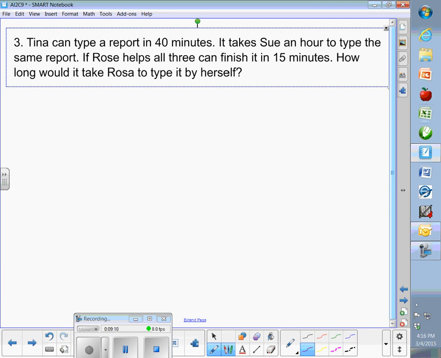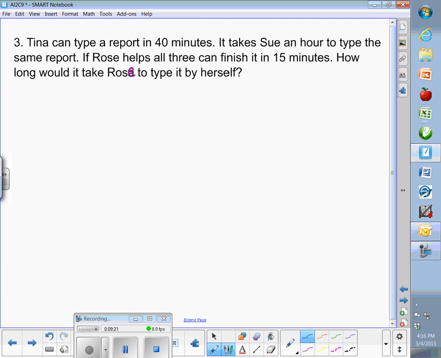Oh, that's good. I went from Rose to Rosa. Sorry about that. First edition situation. How long would it take Rose to type it by herself? Okay? So that's the situation.